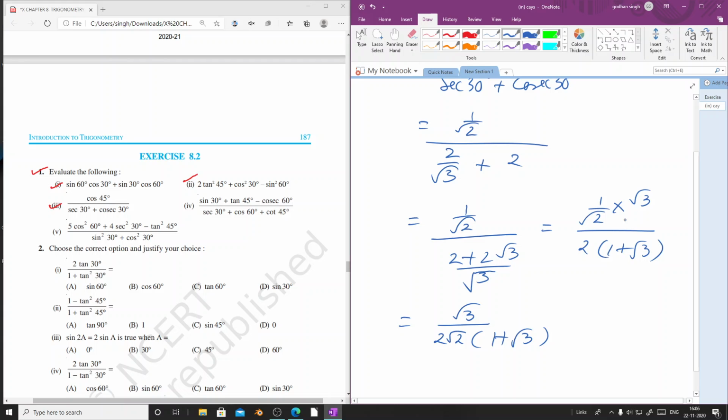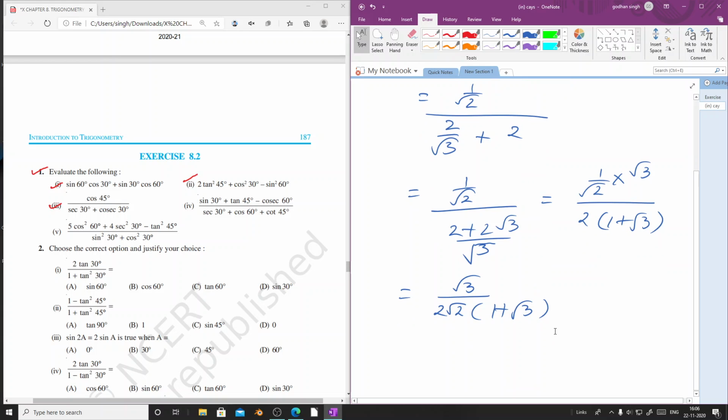So what we have got here is root 3 by root 2, and this 2 is already there, so we will be getting here root 3 by 2 root 2 into 1 plus root 3. Now next step what we will do is, we must try to avoid writing irrational numbers in the denominator. So first of all we will remove this root 2, so we can rationalize it.